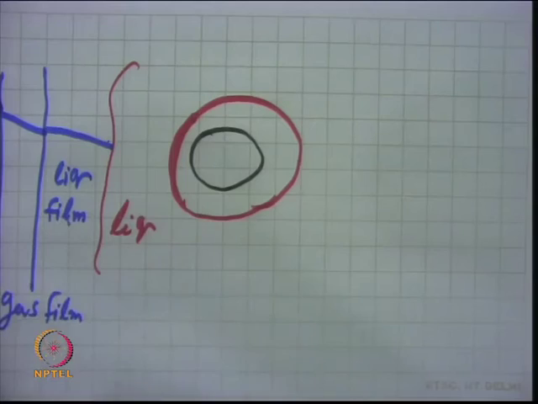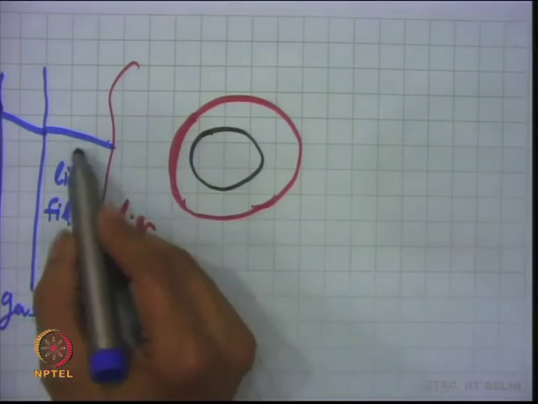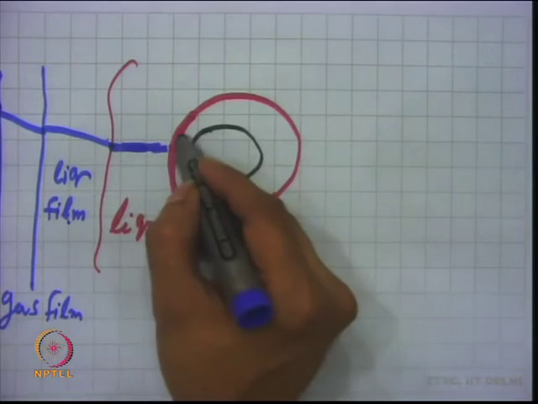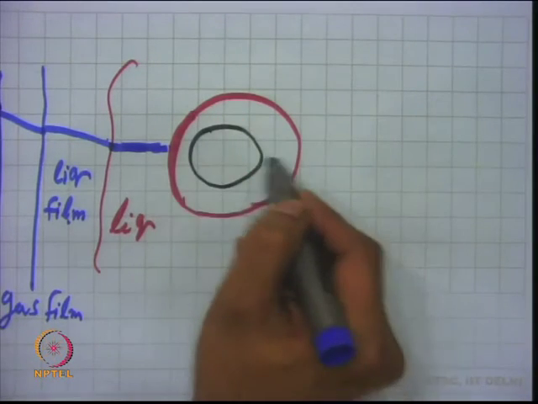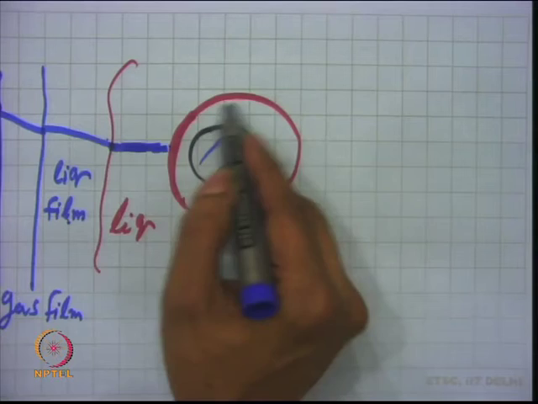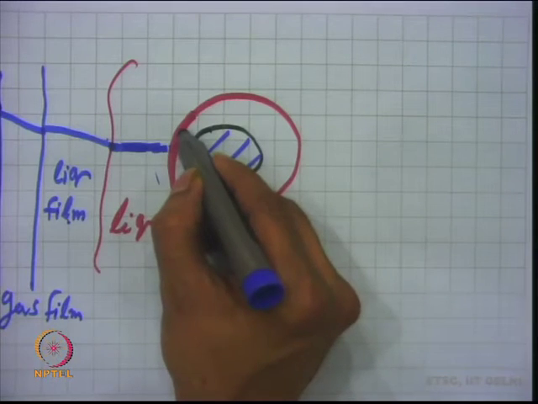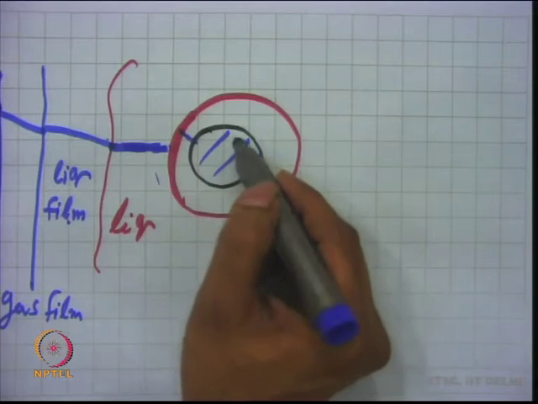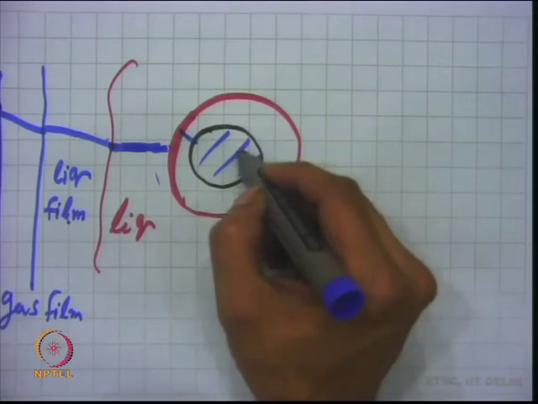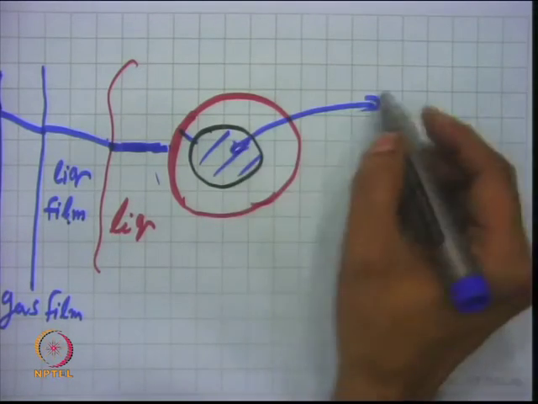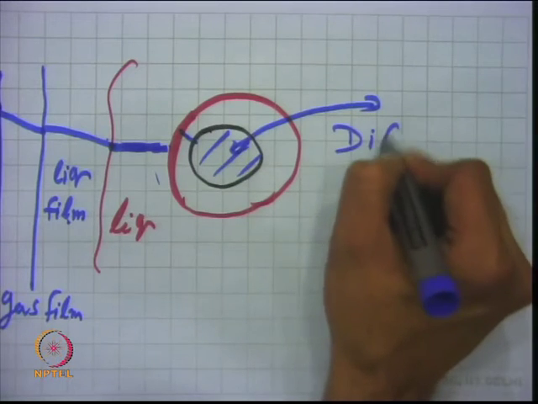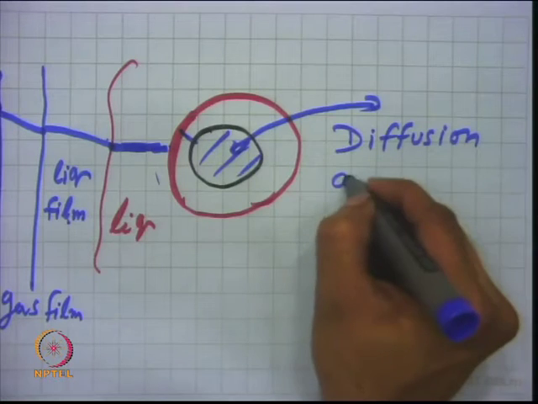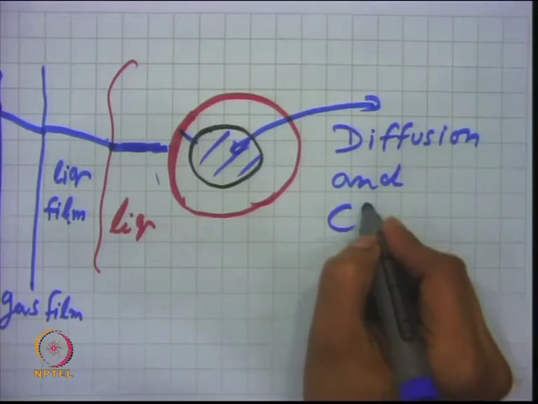This is the gas film, this is your liquid film, and from here it reaches the bulk liquid. The concentration is the same throughout, but when it reaches this surface, the solid particles are surrounded by a liquid film, so there will be a gradient. Again there is transport, and then in the porous structure you have diffusion and chemical reaction.